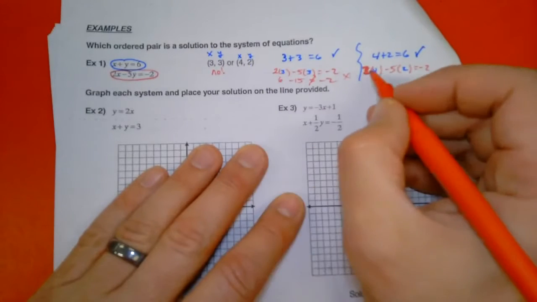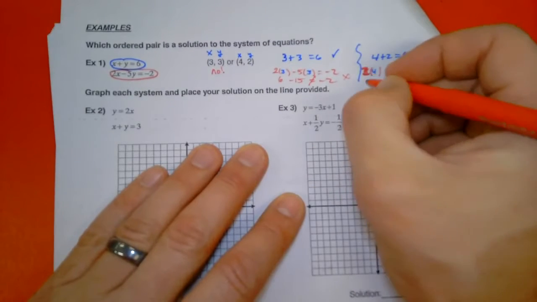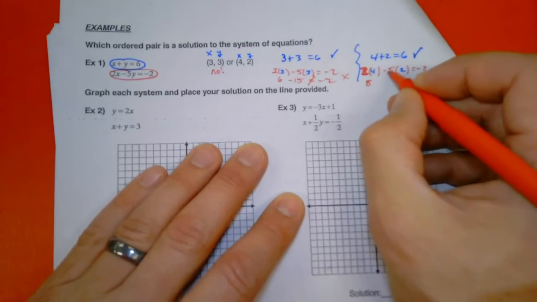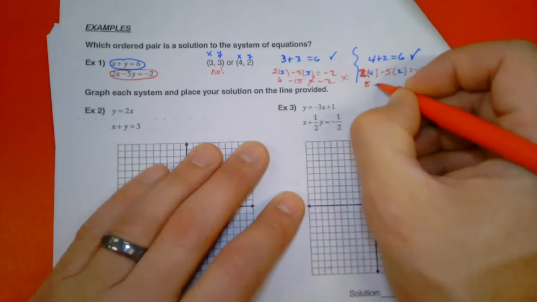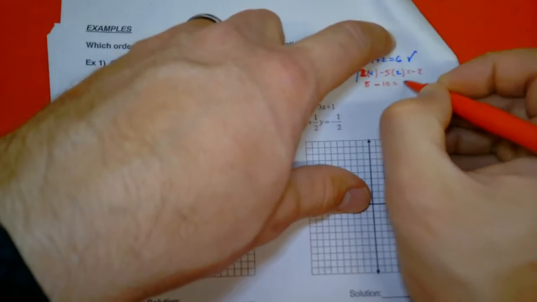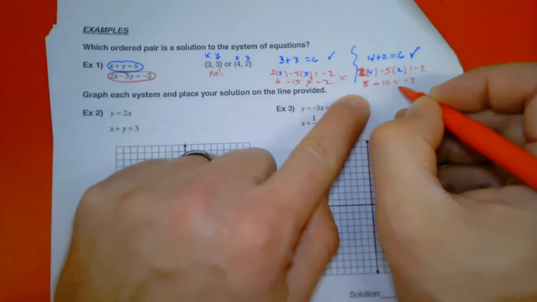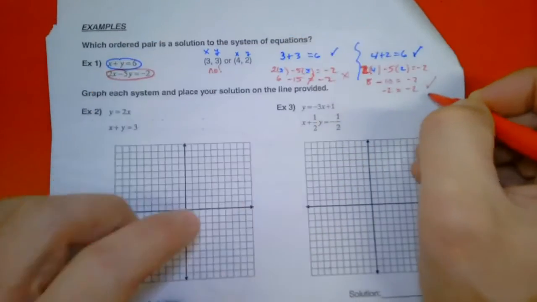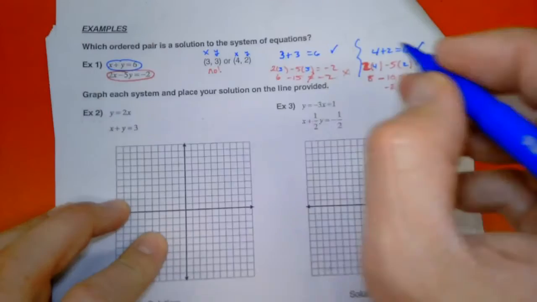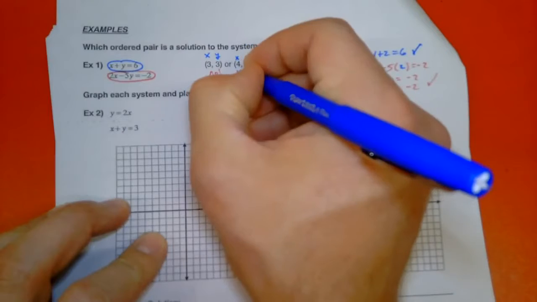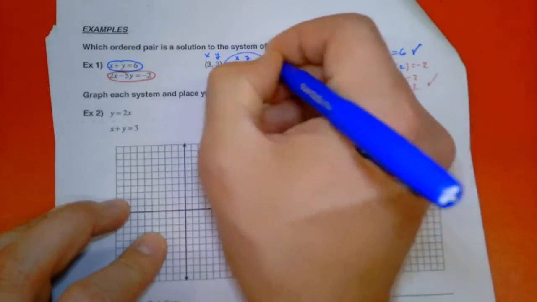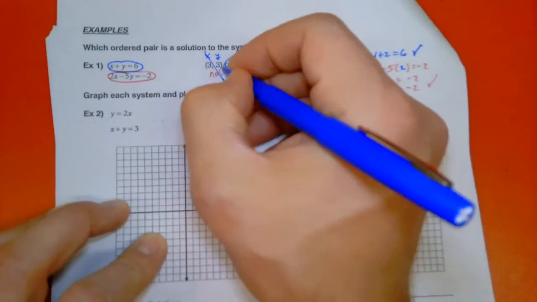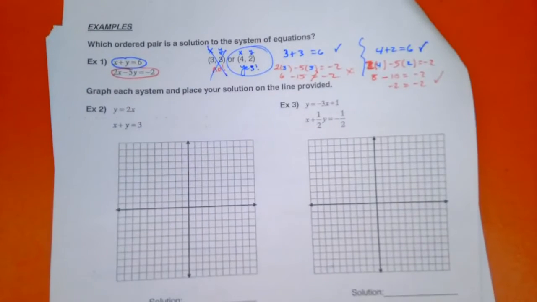So again, we've got 2 times 4. That's 8. And negative 5 times 2 is negative 10. And then I ask myself, is 8 minus 10 equal to negative 2? For sure. So that one checks out. So yes, it works for both of them. 4, 2 works for both. So 4, 2 works. This one doesn't work. Okay.